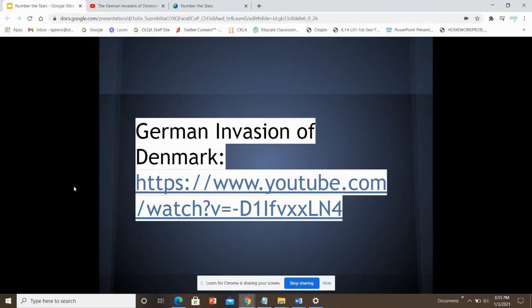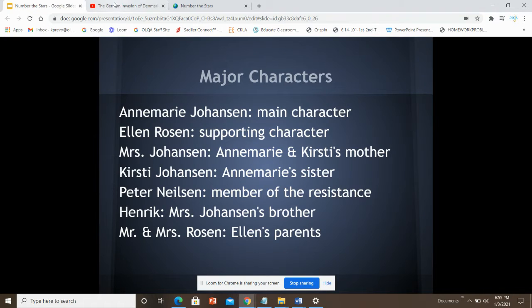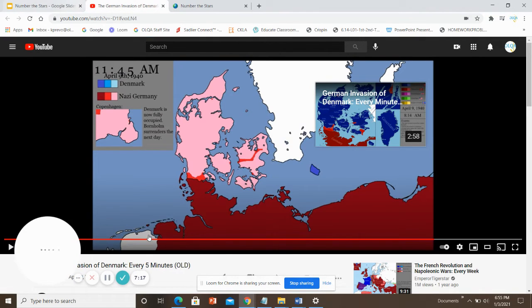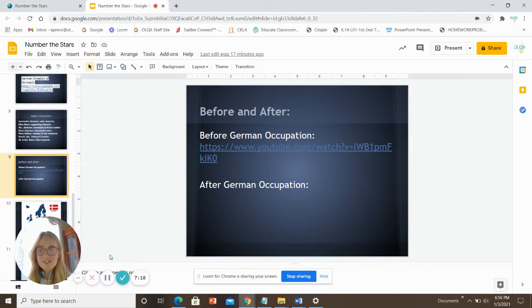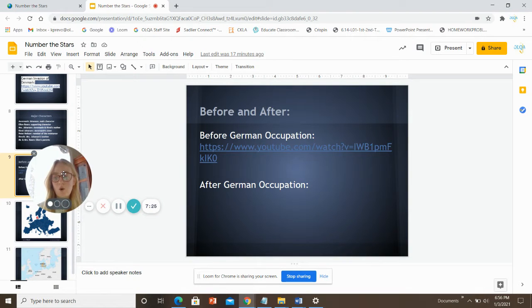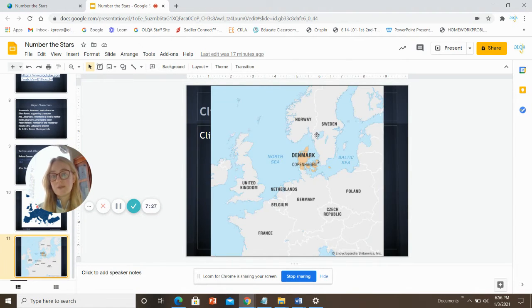So, like I said, Germany took over, and this left a lot of people in Denmark feeling helpless. Now, the reason that Germany wanted to take over Denmark, unfortunately, is because they wanted to have control of Norway, the Netherlands, and Sweden. And in order to get to Norway, in order to get to Sweden, they had to go through Denmark and take over Denmark first.